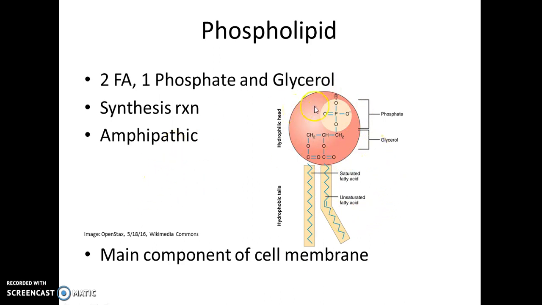This is amphipathic because the phosphate is hydrophilic and the tails are hydrophobic. They are both hydrophilic and hydrophobic, so that's amphipathic. And they are the main component of the cell membrane. So that's the importance of phospholipids. So take some time, get the diagram, and hopefully we're set with this.